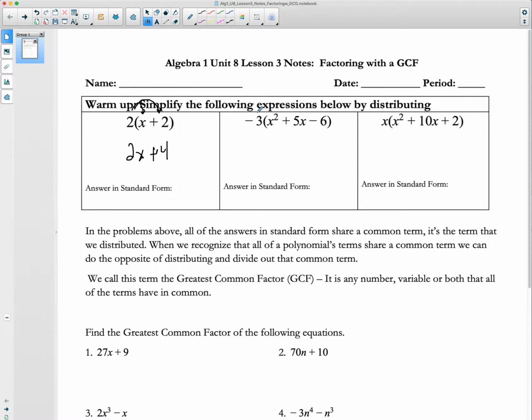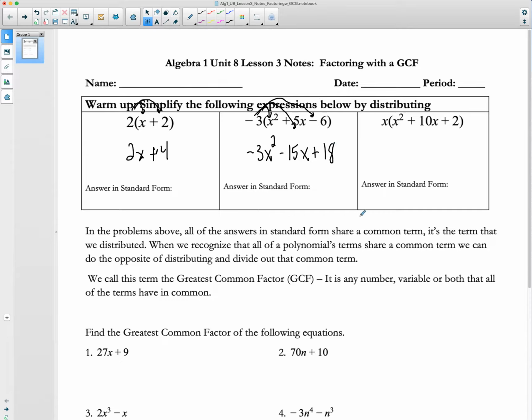All right, now we move to example 2 here in our warm-up. We're going to distribute that -3, and this time, we have 3 things to distribute it to. So -3 times x squared would be -3x squared. -3 times 5x would be negative 15x. And then -3 times -6, and negative times negative would be a positive. 3 times 6 would be 18.